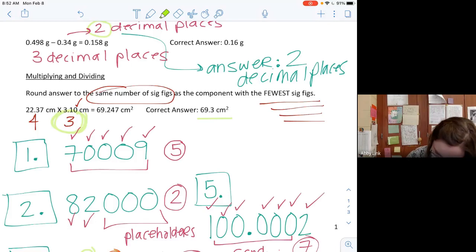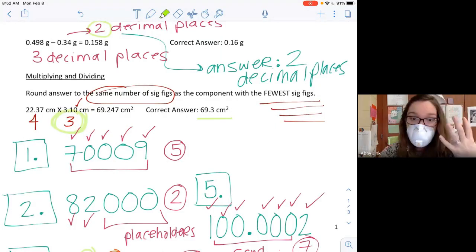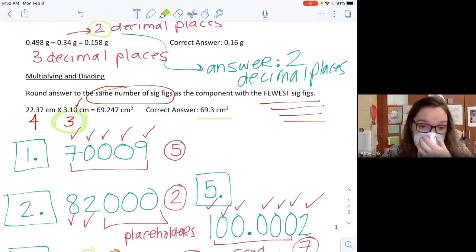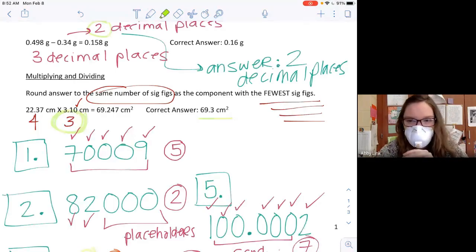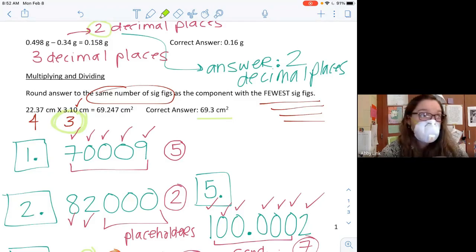So I get 69.3 because I have to round a bit. The calculator tells me 69.247. That has 5 sig figs. I've got to cut it down to 3. In order to cut it down, I just do a little bit of rounding there with 69.3. Okay? What do we think about these two rules? Do they seem okay? Definitely a little different, but they're not too tricky, I hope.